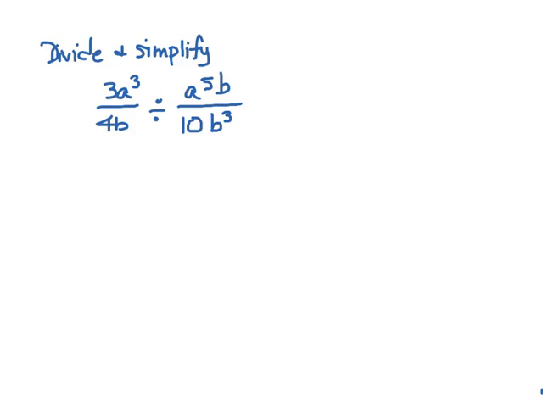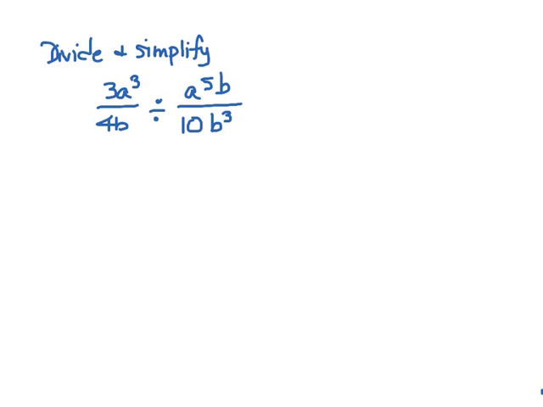Now we're going to be dividing rational expressions that have monomials that have more than one variable. So this is very similar to multiplication because division is simply multiplication by the reciprocal. So we can immediately change this.